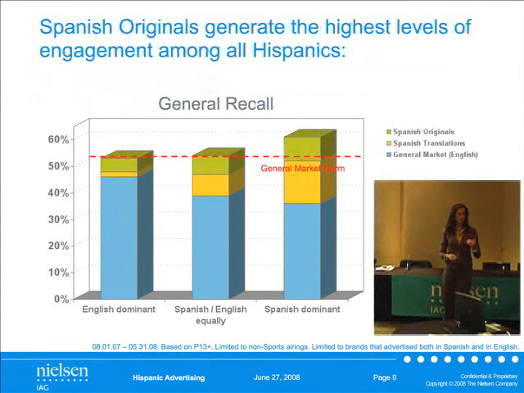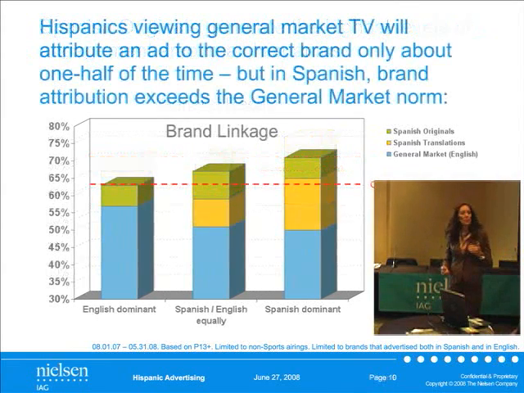When we add on and look at the impact of original ads that were created specifically for the Hispanic market, we see that the Spanish dominant recall is even higher. So there are more engaged with these ads, and the memorability impact of these ads, these Spanish language originals, among Spanish dominant is even better. They're more attentive to ads, more attentive to these ads in particular, than is the general market norm. And you've reached the general market norm with the Hispanics that are more acculturated and speaking more English in their daily lives. So we've talked about general recall.